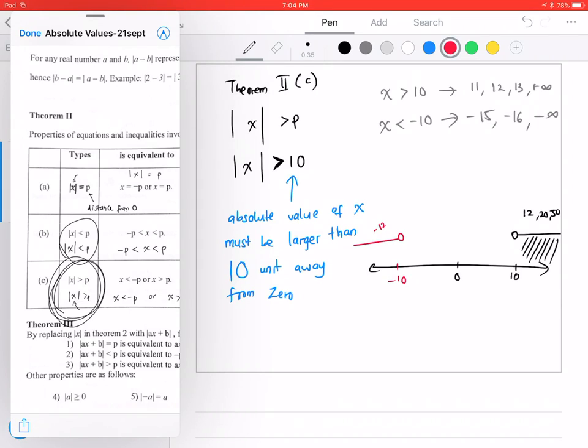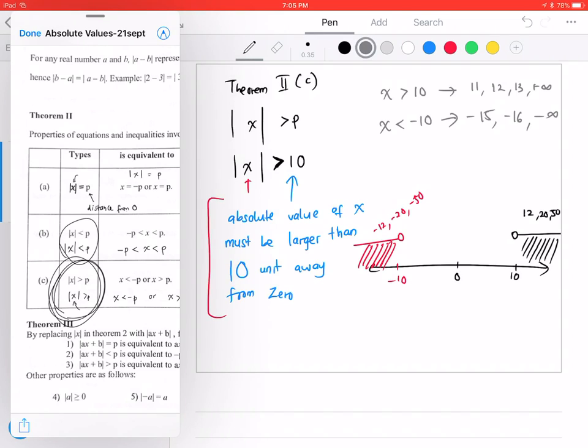Okay, you just invert those numbers. Negative 12, negative 20, negative 50, they are all going to be positive values after you place them inside this modular sign. Anything below this will also satisfy this condition, where the absolute value of x must be larger than 10 units away from 0. Okay, they are all away from 0 by more than 10 units.